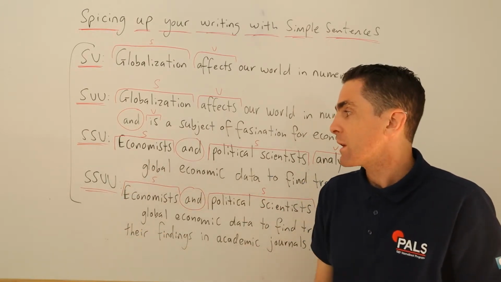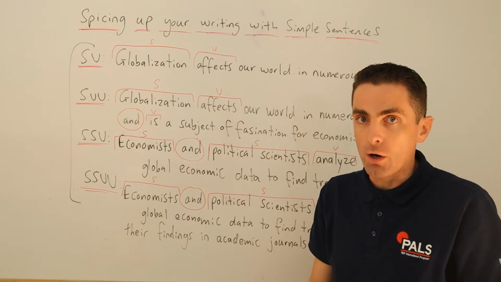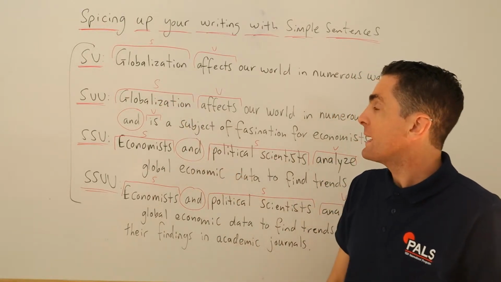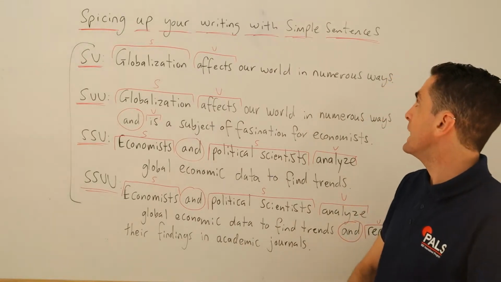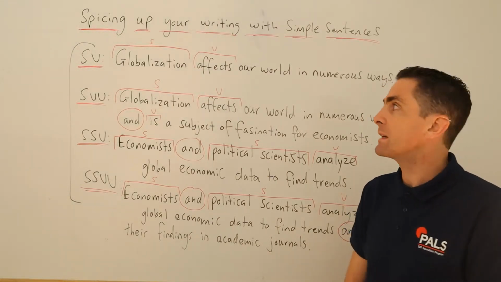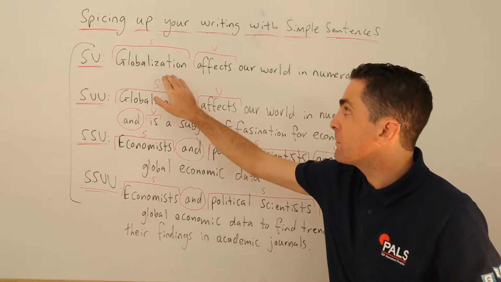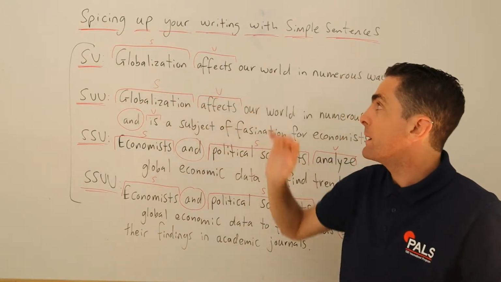And number 4, subject and a verb, okay? So let's look then. Subject and a verb. Globalization affects our world in numerous ways. Globalization affects our world in numerous ways, okay? Globalization being the subject, affect being the verb.